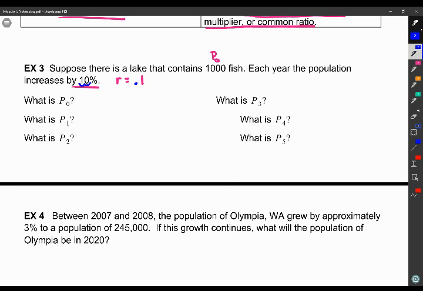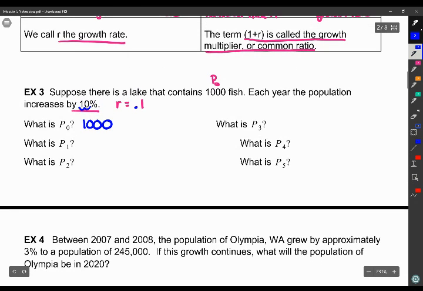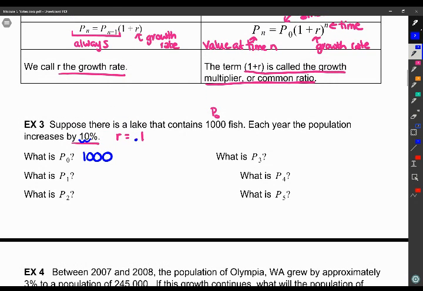So when it says, what is P sub 0? P sub 0 is what I start with. So my P sub 0 is 1,000. If I'm doing P sub 1 and I'm using the recursive, because I can find just the next one, then P sub 1 is equal to the previous value, which is 1,000, times 1 plus my rate, which is 0.1. I just multiply that in my calculator. You can either do 1 plus 0.1 or just put it in as 1.1. It's kind of up to you. But then this is 1,100.